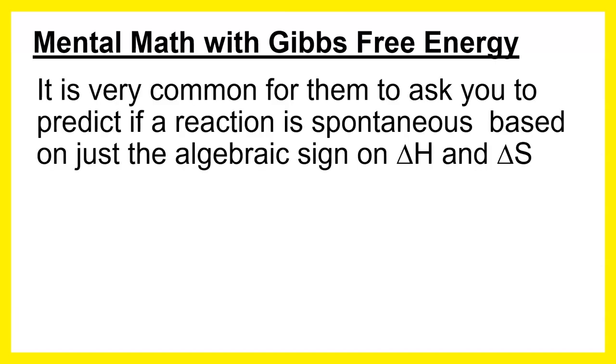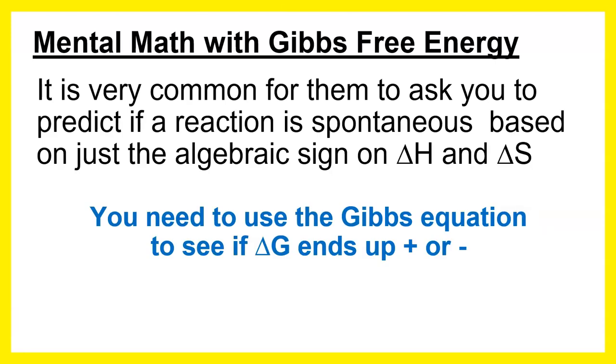So it's very, very common for you to be asked whether something is spontaneous or not just based on the algebraic signs of delta H and delta S. So what we're going to have to do is use our Gibbs equation to see if delta G ends up being positive or negative.